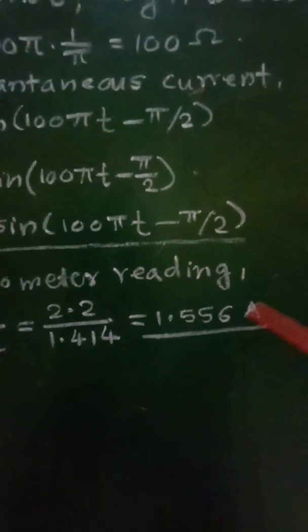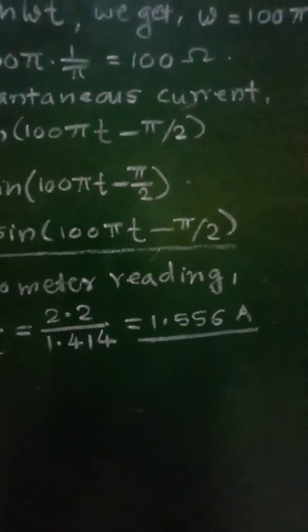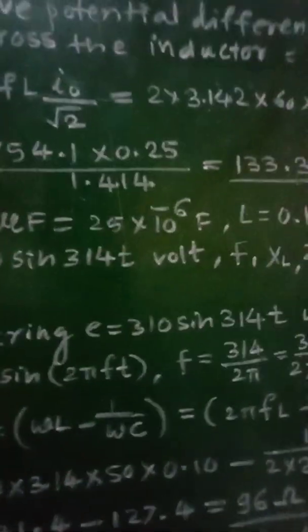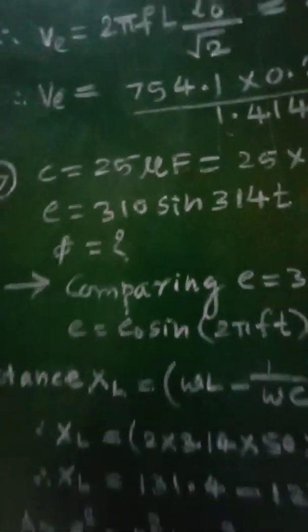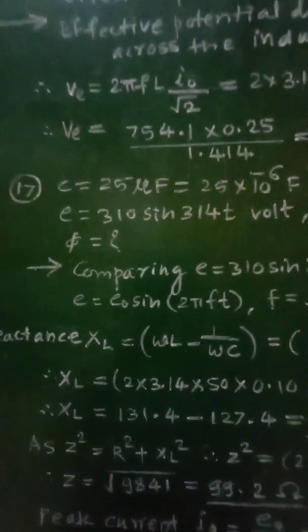1.556 ampere, this will be the galvanometer reading. And then we will go for the next numerical, that is numerical number 17.